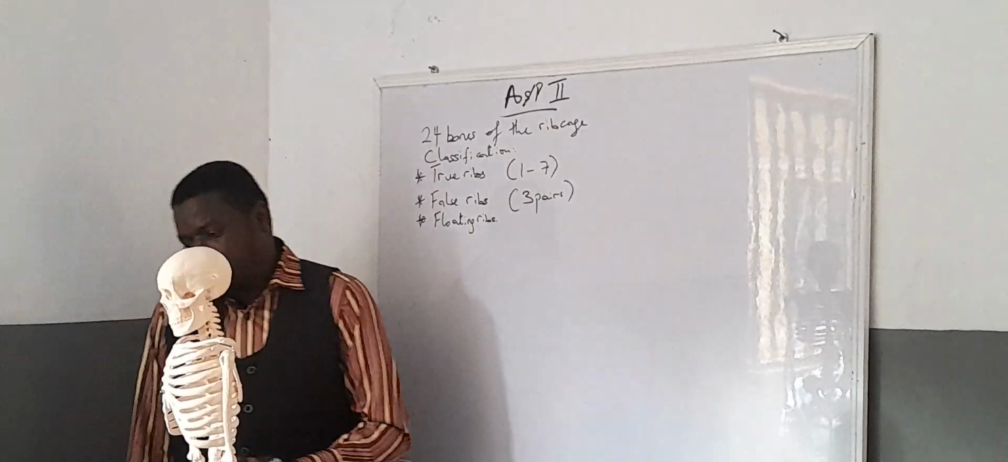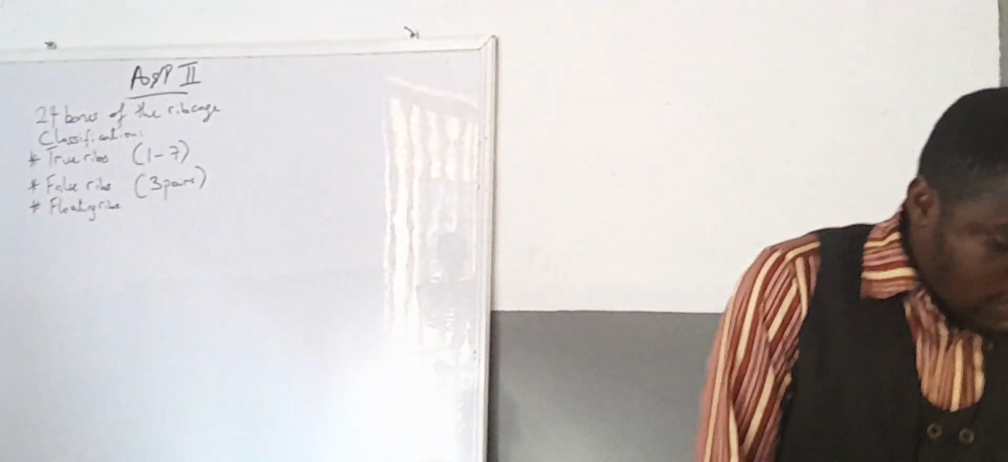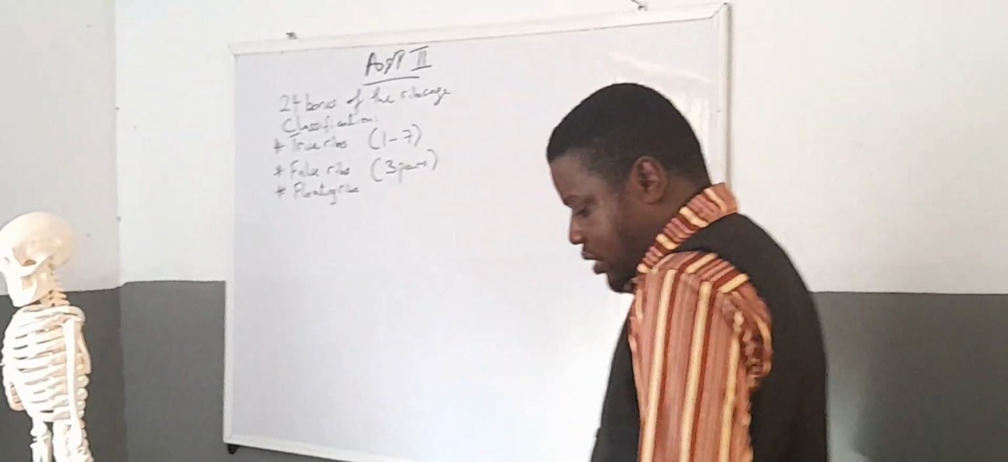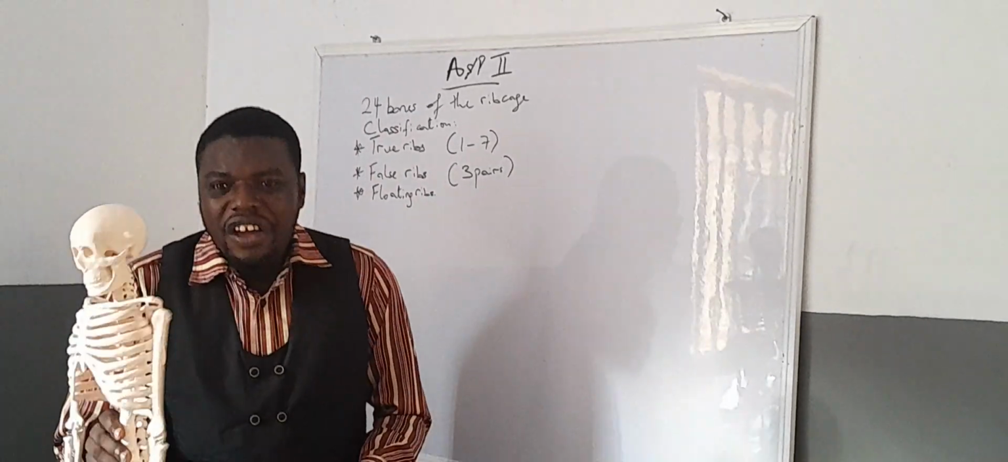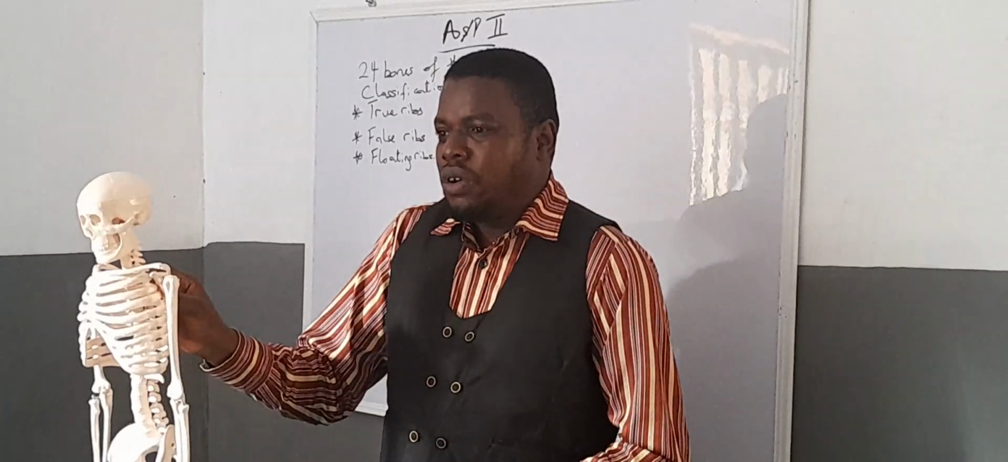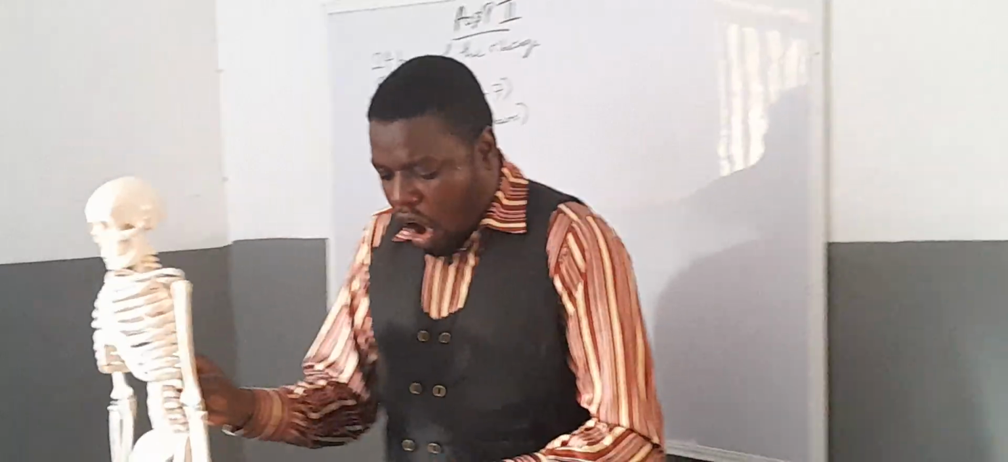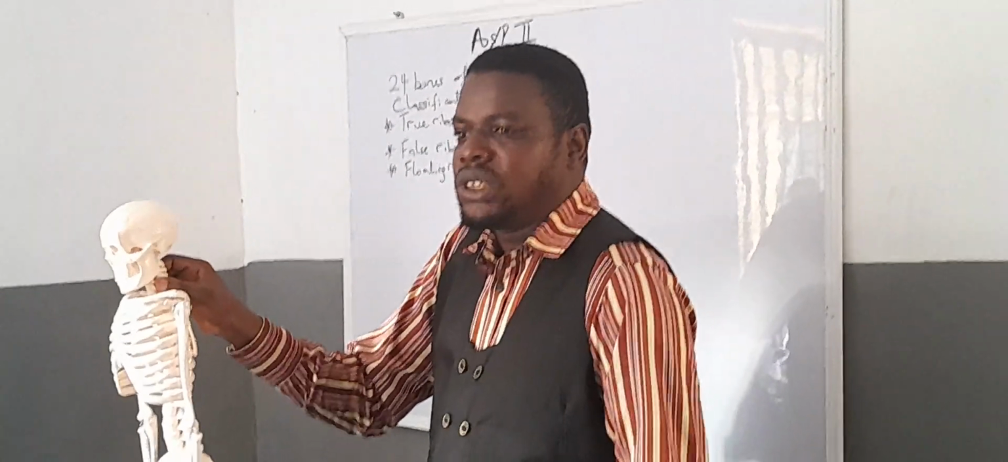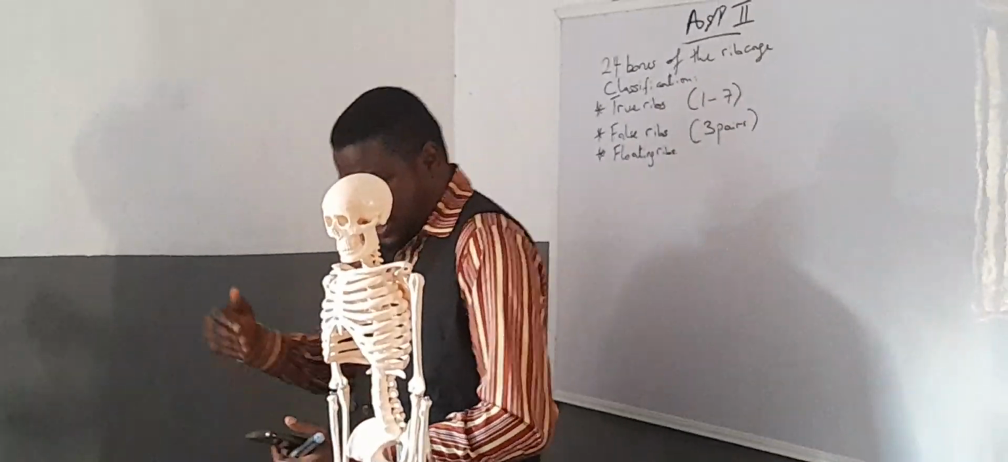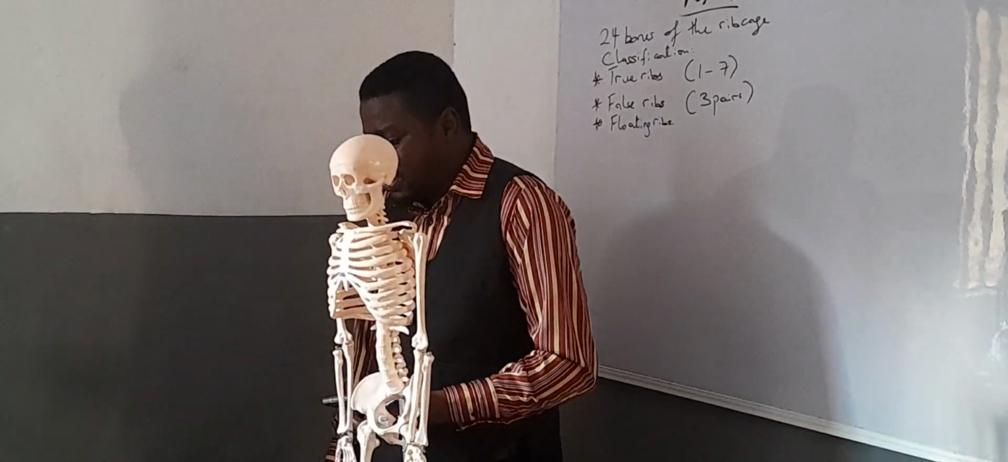The rib cage supports breathing. The rib cage supports what? Breathing. The rib cage supports breathing. Are we together? Yes, sir. Then just like the vertebral column, the rib cage also provides an attachment point for muscles. The rib cage provides attachment points for what?